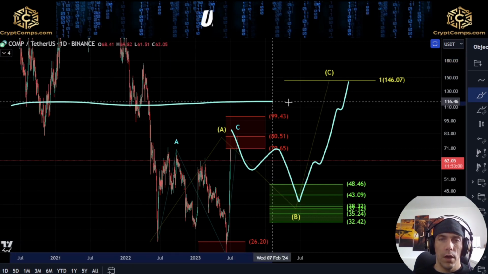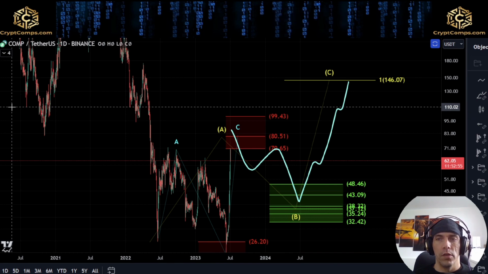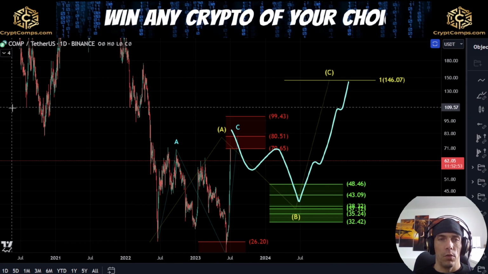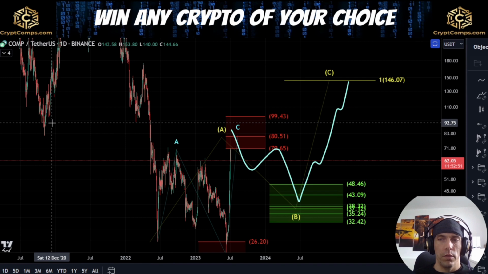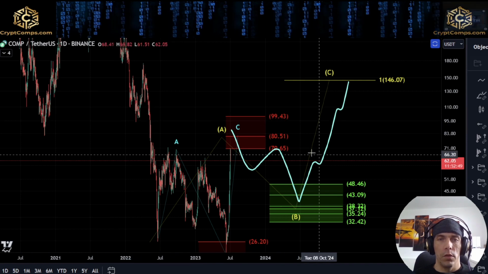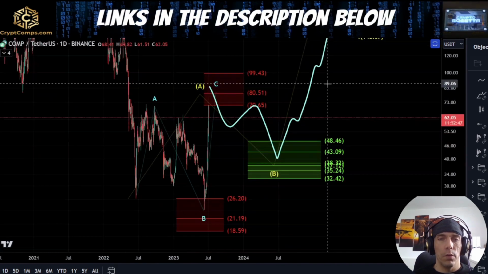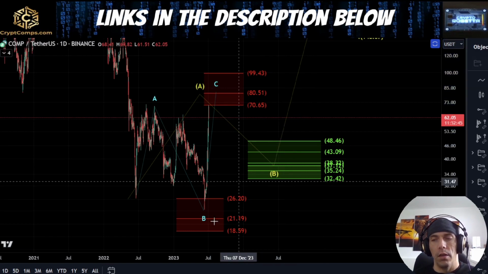But then we also do have this horizontal potential resistance here at this 110 zone, so going to be keeping an eye on that. Obviously we do have that $100 level is going to be important as a psychological level, so we're going to have to keep an eye on that as we actually progress.